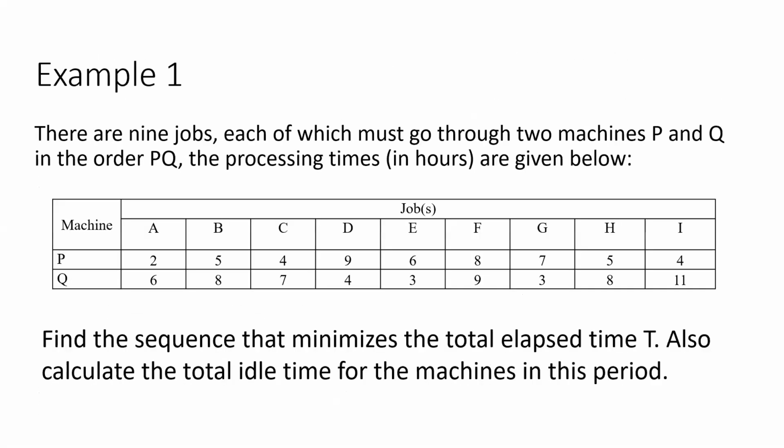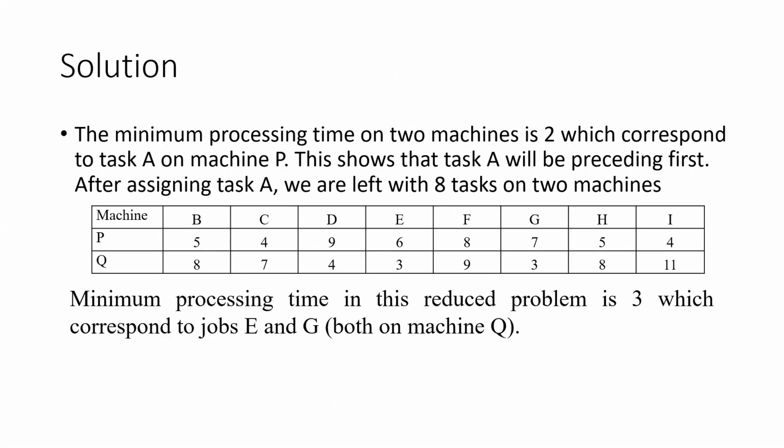Now come to the example. There are 9 jobs, each of which must go through 2 machines P and Q in order PQ. The processing times in hours are given below. There is a table showing the machines P and Q, and the jobs A, B, C, D, E, F, G, H and I. Find the sequence that minimizes the total elapsed time T. Also calculate the total idle time for the machines in this period.